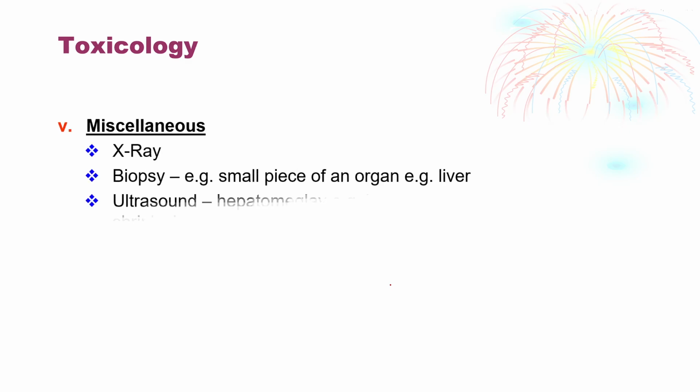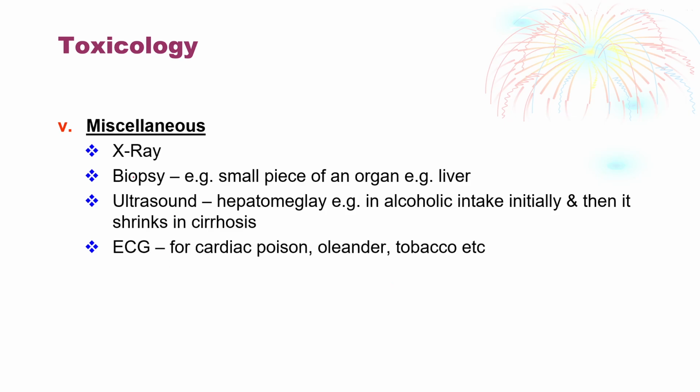Miscellaneous investigations may be required, maybe some biopsies, maybe an ultrasound. For example, when a person takes alcohol for a long time, it might initially cause hepatomegaly and eventually go on to cirrhosis. There is a specific type of cirrhosis inside the liver, which we call alcoholic cirrhosis, highly associated with alcohol toxicity. Likewise, if we are dealing with cardiac poisons like oleander, nicotine, or tobacco, we will go for an ECG as well.